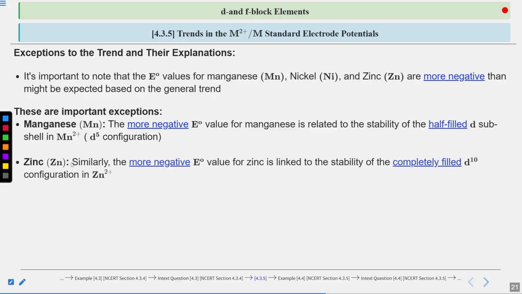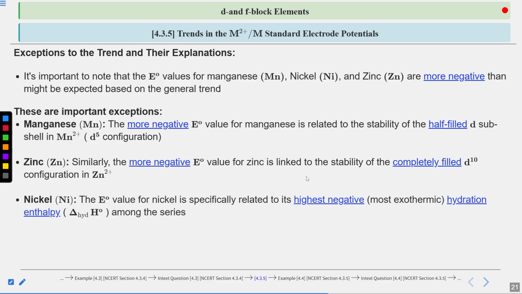Similarly, the more negative E naught value for zinc is linked to the stability of the completely filled d10 configuration in Zn2+. Why is zinc showing a more negative value? You can link this with the stability of the completely filled d10 configuration of Zn2+, because zinc wants to convert to the d10 configuration to attain stability, and that's why it shows the more negative E naught value. That means it wants to convert from zinc to Zn2+ to attain the completely filled d10 configuration and become stable.